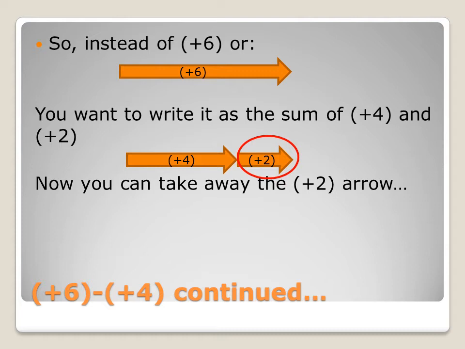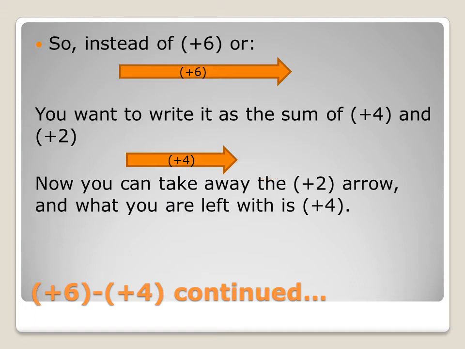So you can see that if the problem is positive 6, and what I'm left with is positive 4. Okay, I see a mistake down here. At the bottom of the screen, it should say positive 6 minus positive 2. That's what we've been doing.